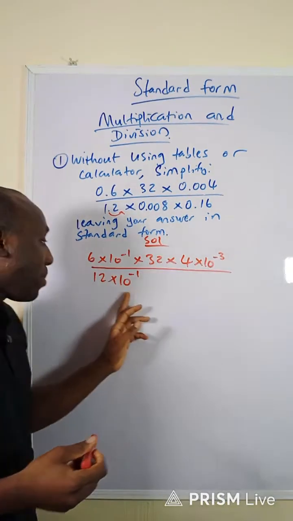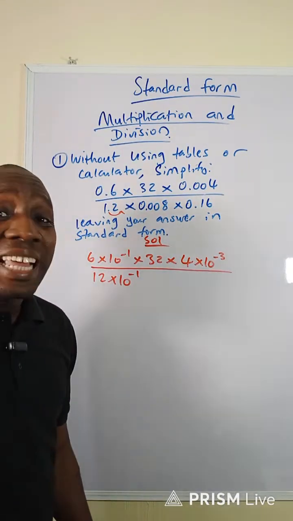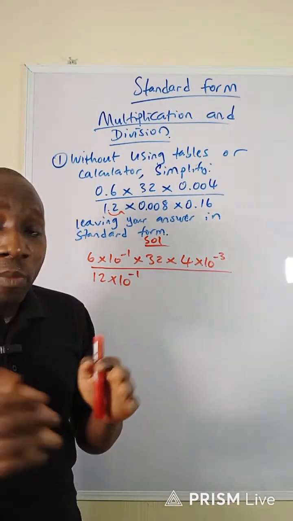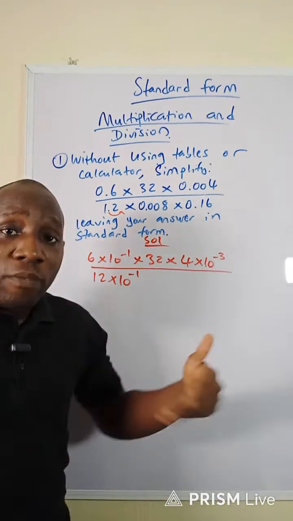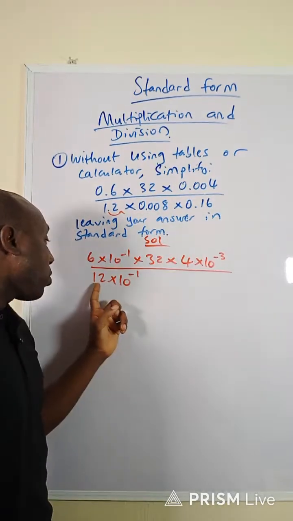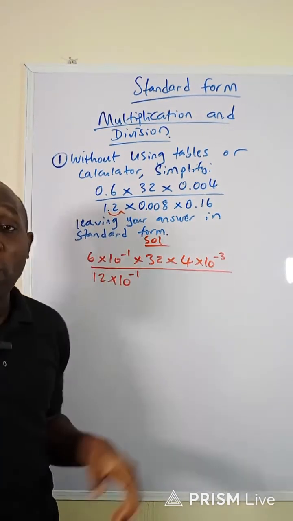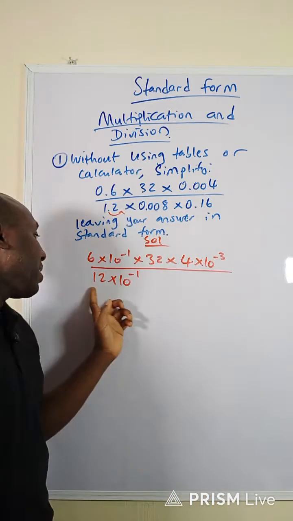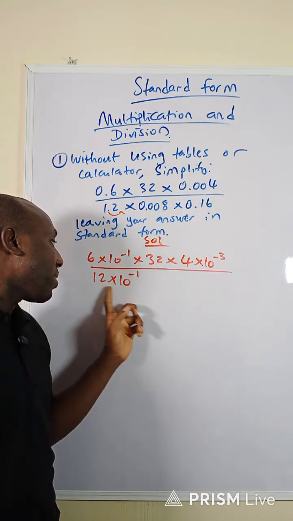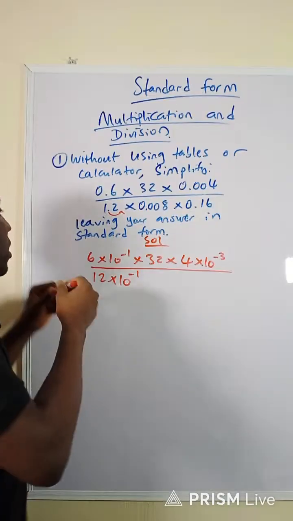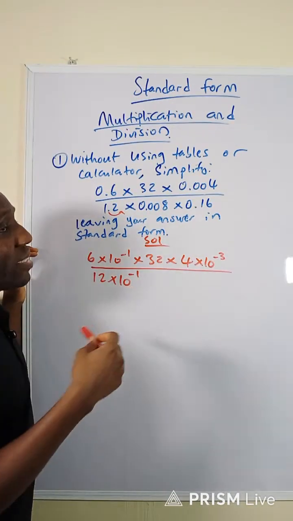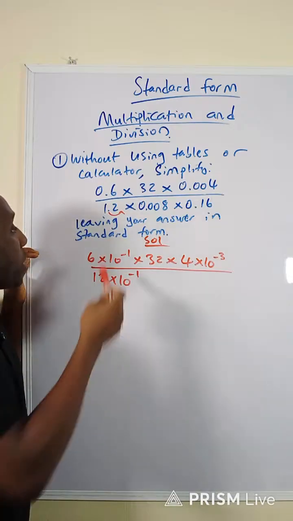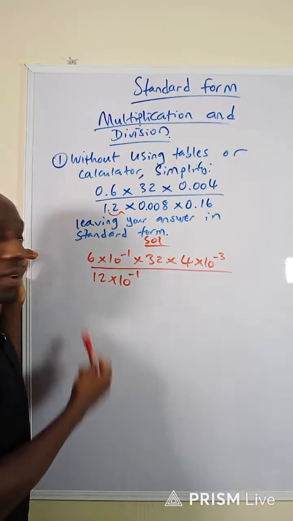Now, this 12 times 10 raised to the power minus 1 is not in standard form, because I told you if you're writing standard form, it must lie between 1 and 10. But because I'm trying to rewrite all of them as whole numbers, that's why I wrote 12. I would have just left it at 1.2, but I do not want a decimal point. So it's 12 times 10 raised to the power minus 1, because 12 is 10 times 1.2. If you multiply 1.2 by 10, you will get 12.